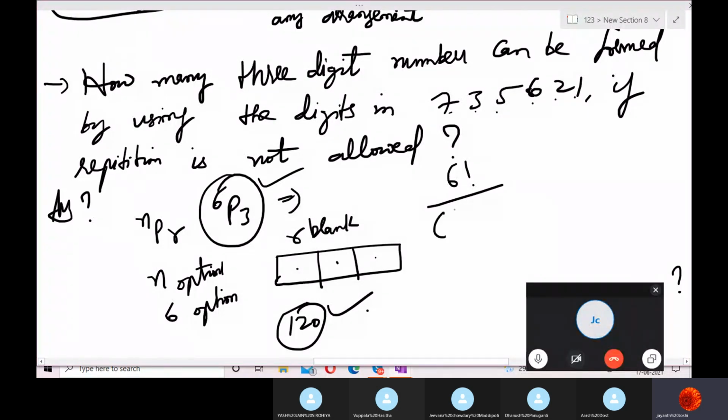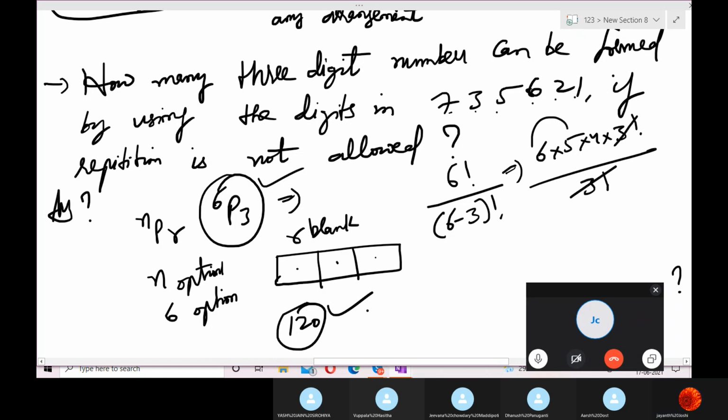6 factorial by 6 minus 3 factorial. So 6 into 5 into 4 into 3 factorial by 3 factorial. Cancel, and 30 into 4 is 120. So 120 ways. All of you do this. We'll go for the next topic.